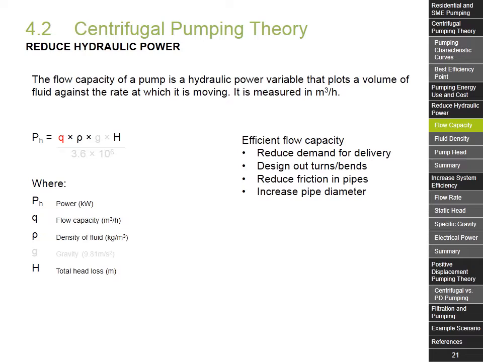Because the flow rate is generally the factor which determines the required hydraulic power, it can rarely be reduced in existing systems. This is only achievable in instances where the system is oversized, and in this case, it's generally not financially justifiable to replace an entire pump. You can, however, design out variables which hinder the ability of a pump to deliver fluids efficiently. Some of these design solutions include designing out turns and bends in pipework, reducing the friction in the pipes, or increasing the pipe diameter.